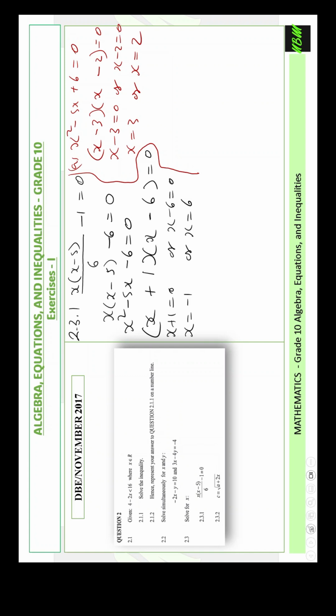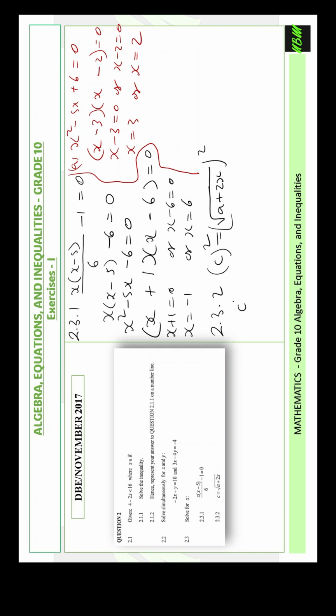Alright, let's move on with question 2.3.2. We have c is equal to the square root of a plus 2x. We are solving for x. So how do we get rid of the square root? We get rid of the square root by squaring. Therefore, what we do on the left hand side, we must also do on the right hand side. Square both sides.